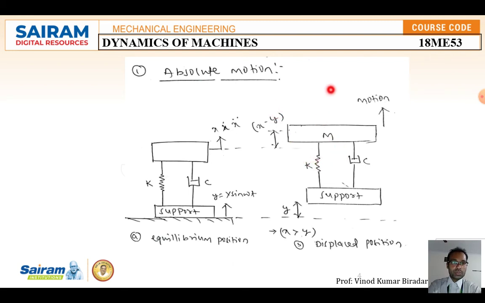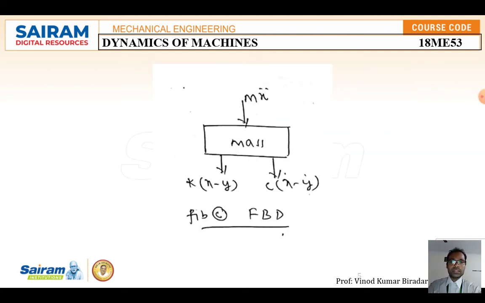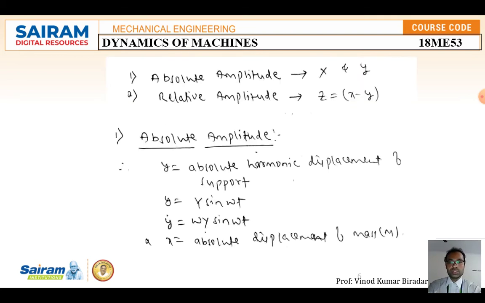Now consider this free body diagram. Take the mass at the top: the inertia force acts in the direction opposite to the motion, and downward are the two external forces, the spring force and the damper force. So k(x minus y) and c(x dot minus y dot). This is the free body diagram. Based on this diagram, we are going to derive the equations.